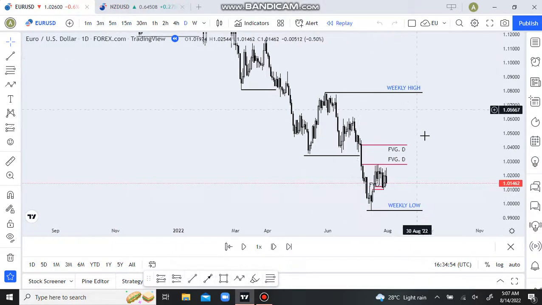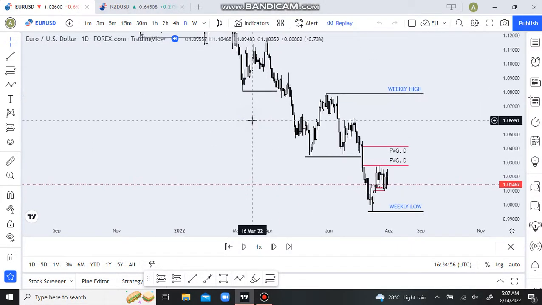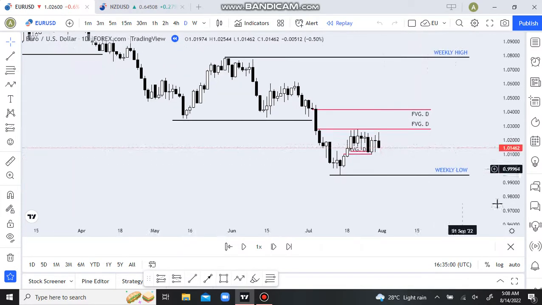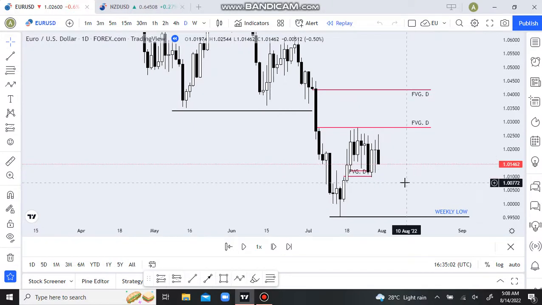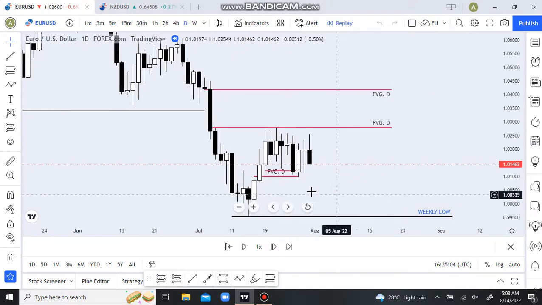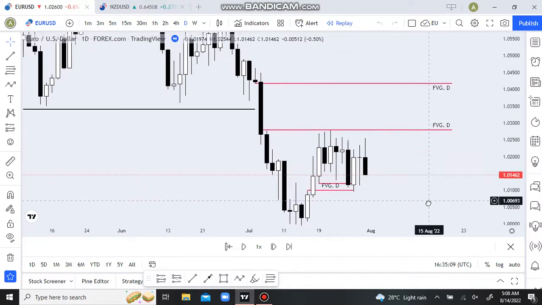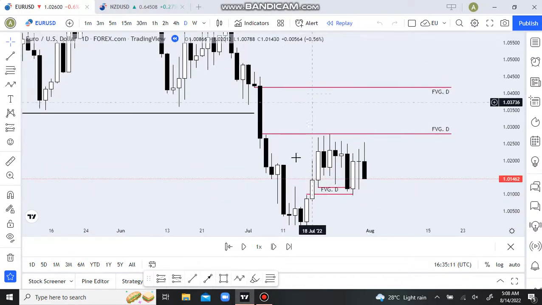Though we are bearish on the weekly and the daily as well, as I said, our current market condition on the daily is that we are pulling back, we are retracing. Let me cut some price off.